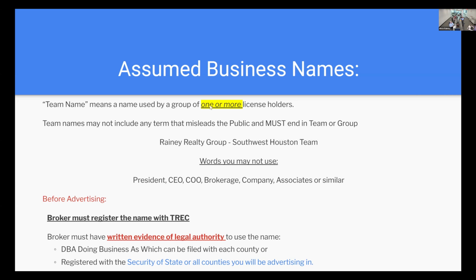Words that may not be used: president, CEO, COO, brokerage, company, associates, or anything similar like that. Anything that makes the general public think that you are the broker of record. You have responsibilities.